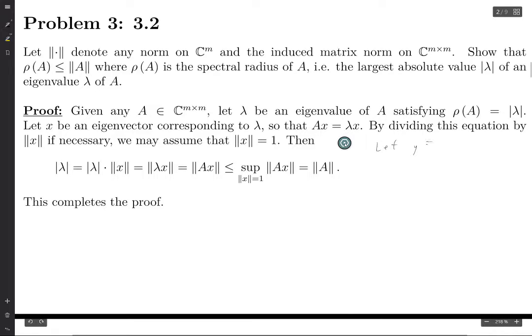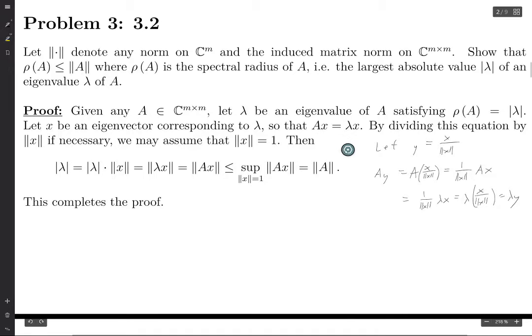Let me write it out. Let y equal x over the norm of x. The norm of x is non-zero because x is an eigenvector, and eigenvectors by definition cannot be zero. So y is this quotient here. Then Ay is A times x over the norm of x. You can pull the 1 over the norm of x out, and Ax is lambda x. So this is 1 over the norm of x times lambda x, which is lambda times x over the norm of x. And hey, that's lambda y. So Ay equals lambda y.